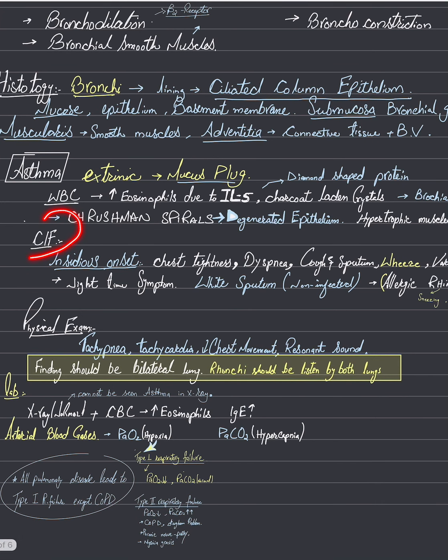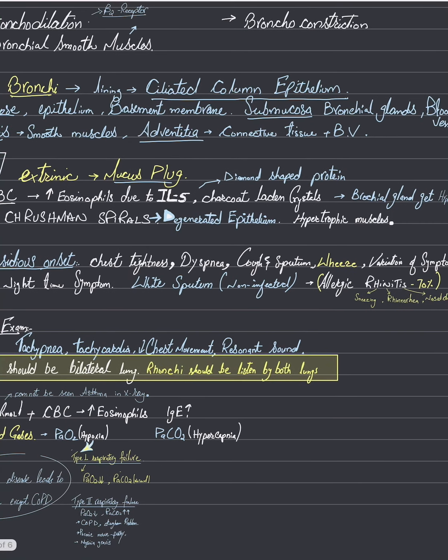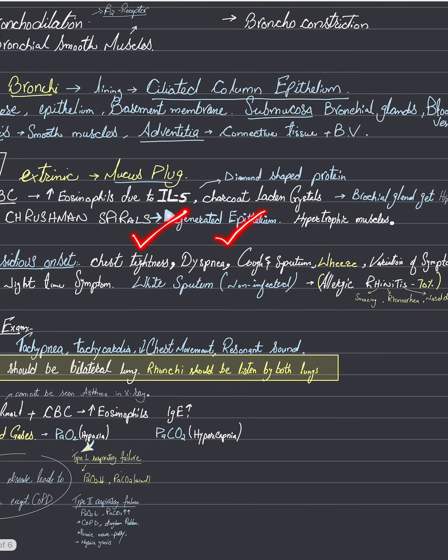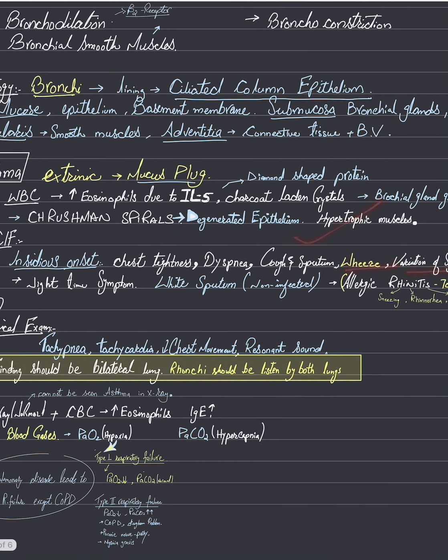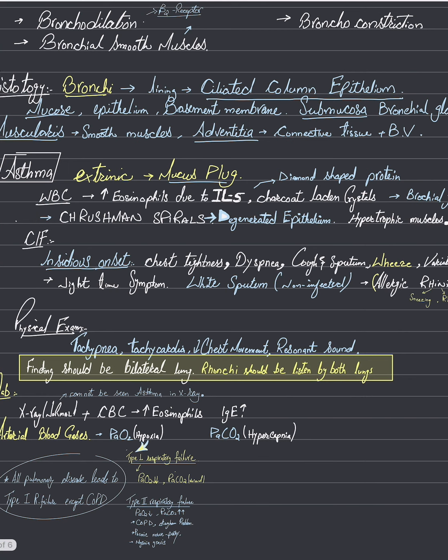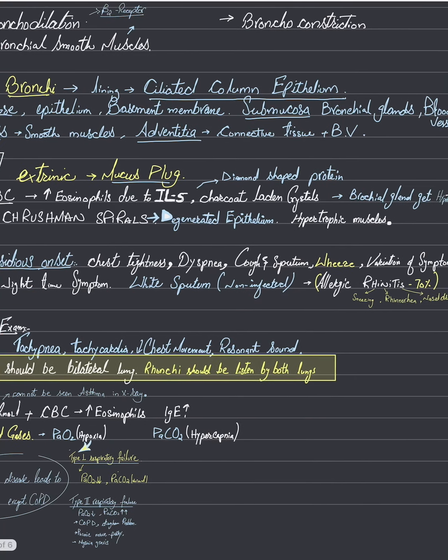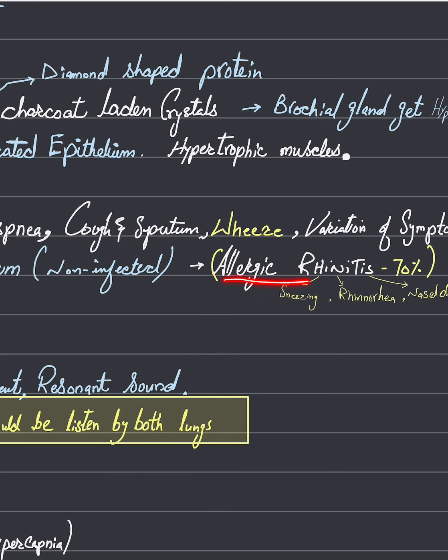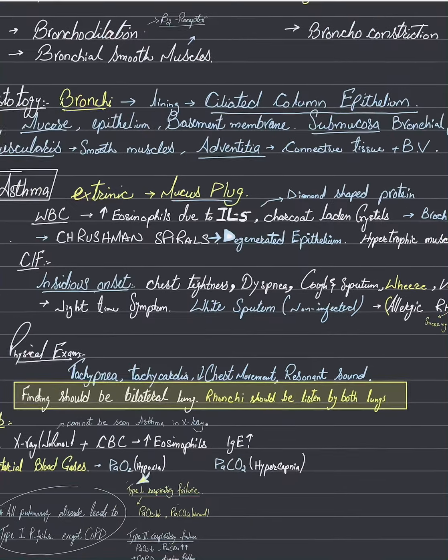For the clinical features, at onset you can see chest tightness, dyspnea, cough and sputum, wheezing, and the variation of symptoms depends on the patient. Sometimes at nighttime the patient has a lot of sputum, and if the sputum is white, it means it is non-infected. And allergic rhinitis: 70% of patients have sneezing, runny nose, and nasal dripping. So you can see that there.